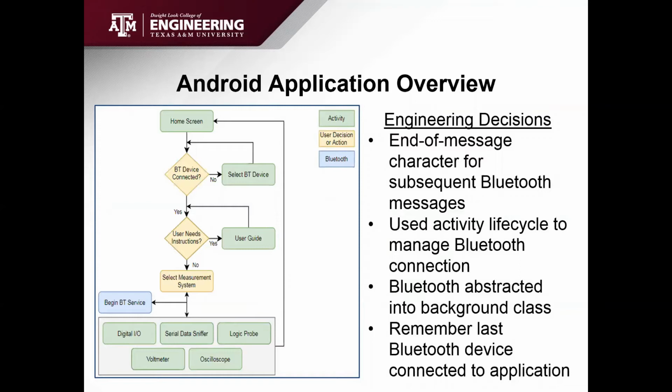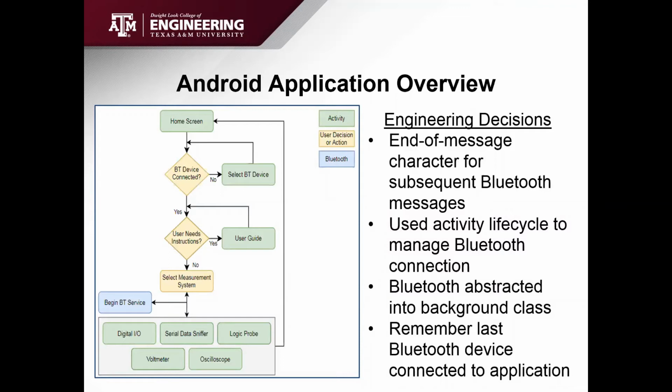A few engineering design decisions that I had to make to meet all requirements include adding an end of message character for subsequent Bluetooth messages. A place where this is an obvious necessity is to parse messages that will be repeatedly received at a fast rate, such as in the oscilloscope or the logic probe. And I also made use of the activity lifecycle to manage the Bluetooth connection throughout the entire application.